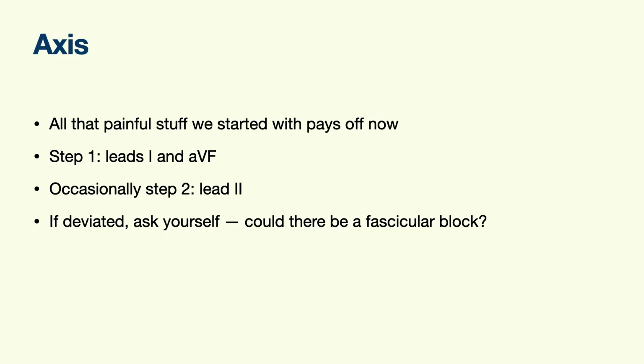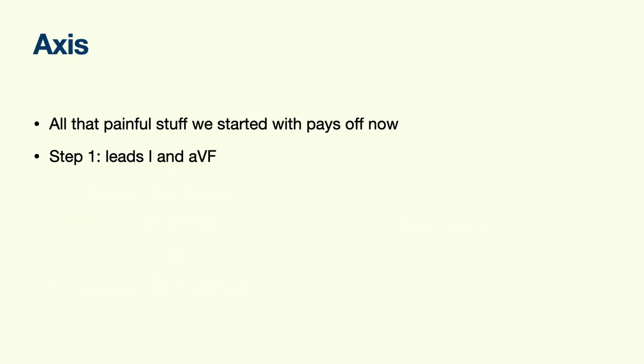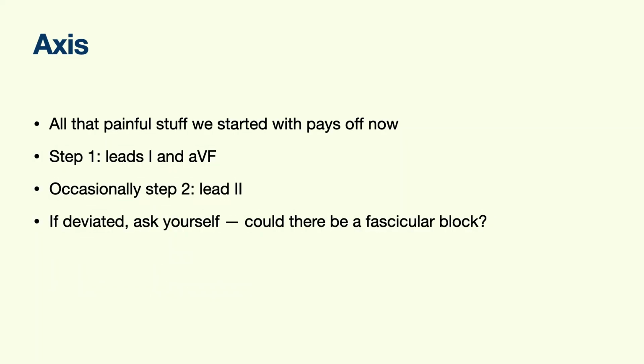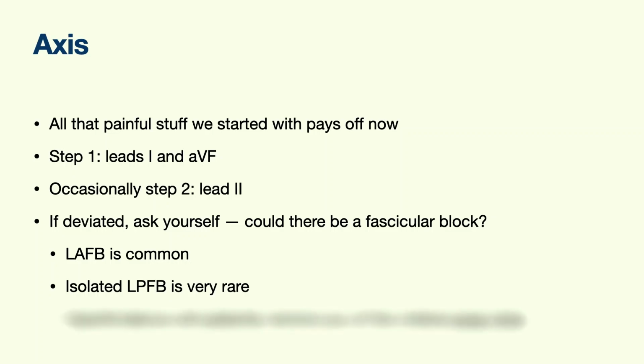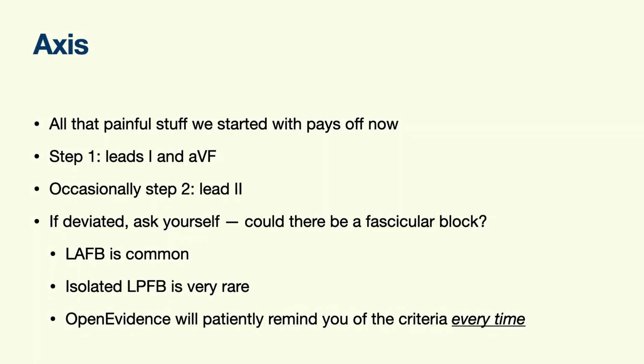But the way to identify a fascicular block is to first notice axis deviation, which is a prerequisite for fascicular block. And left anterior fascicular block is actually really common. Posterior fascicular block as an isolated finding is pretty rare, but sometimes you see it with right bundle branch block. And in case you forget the criteria, you can just look it up, super easy. But you have to think to look it up because you've noticed an axis deviation.